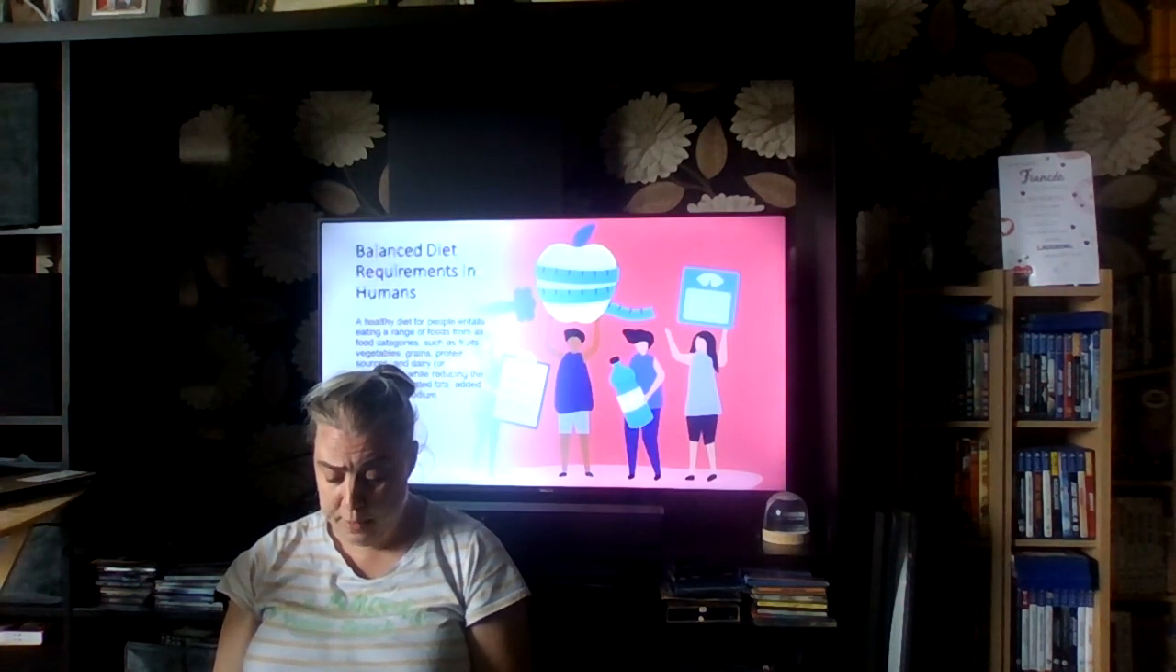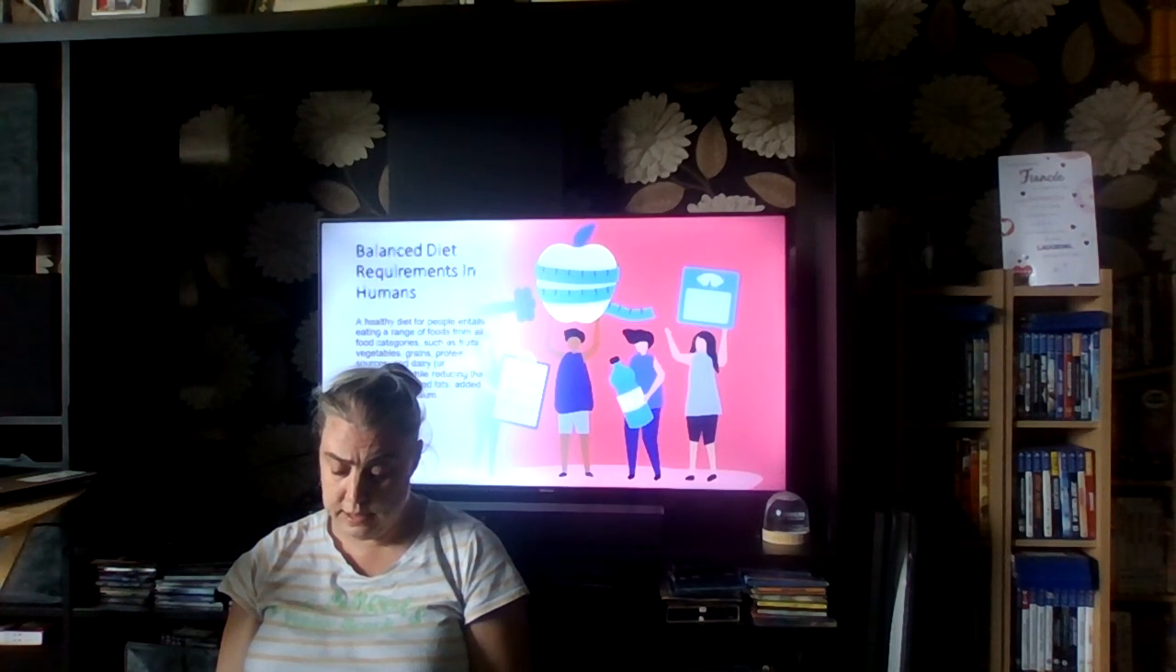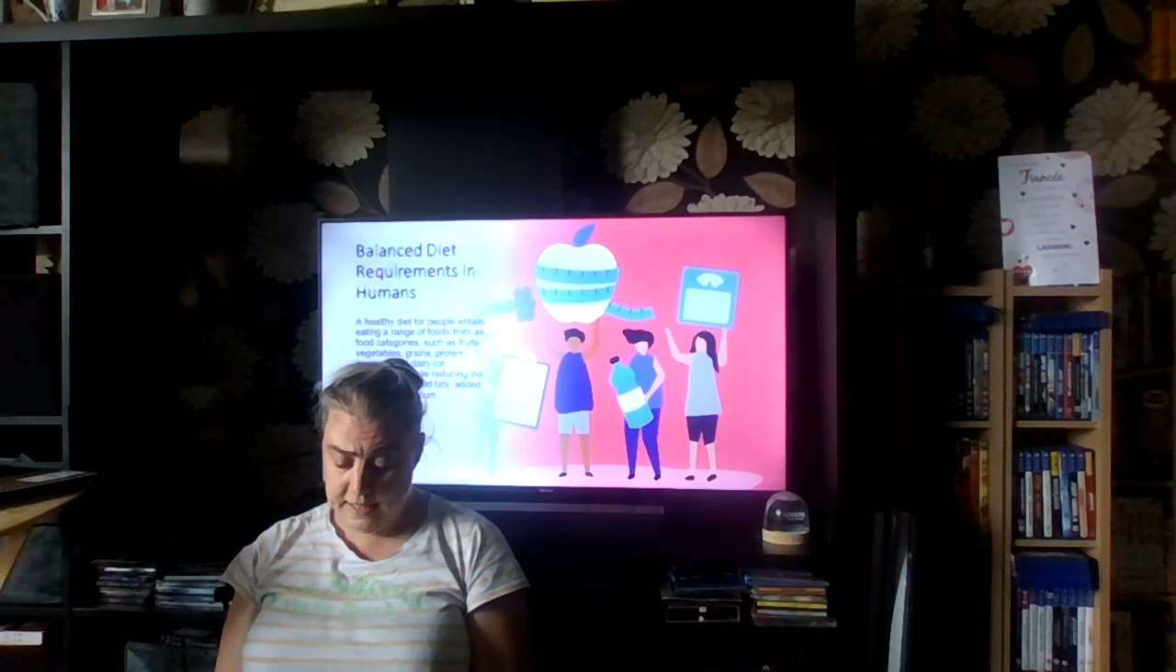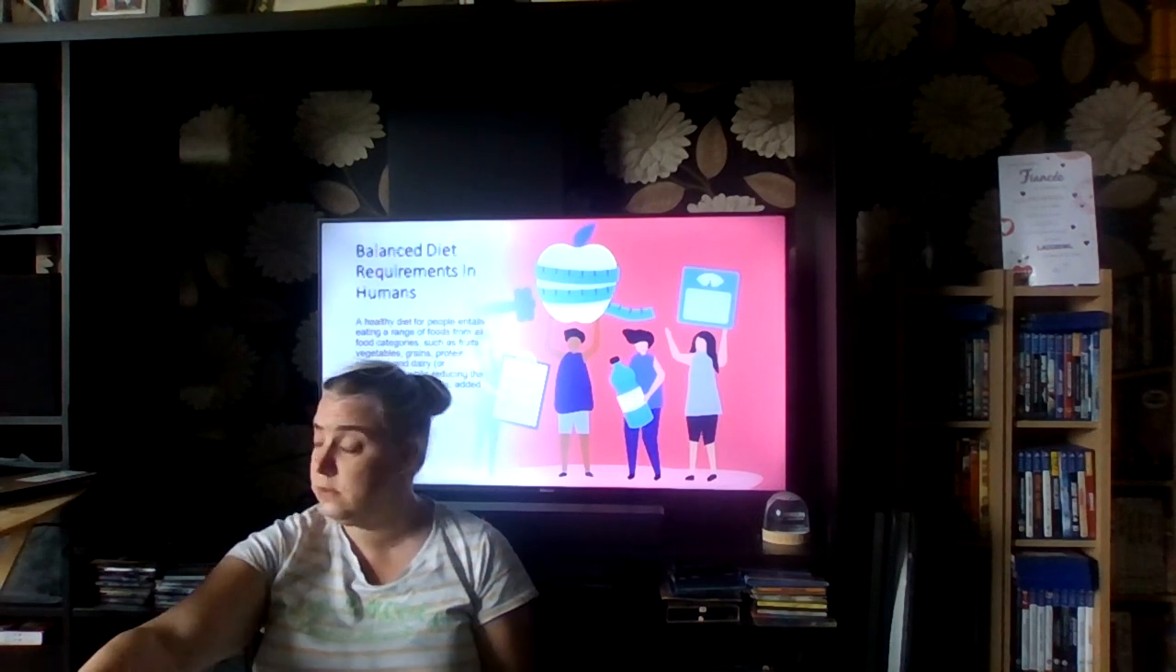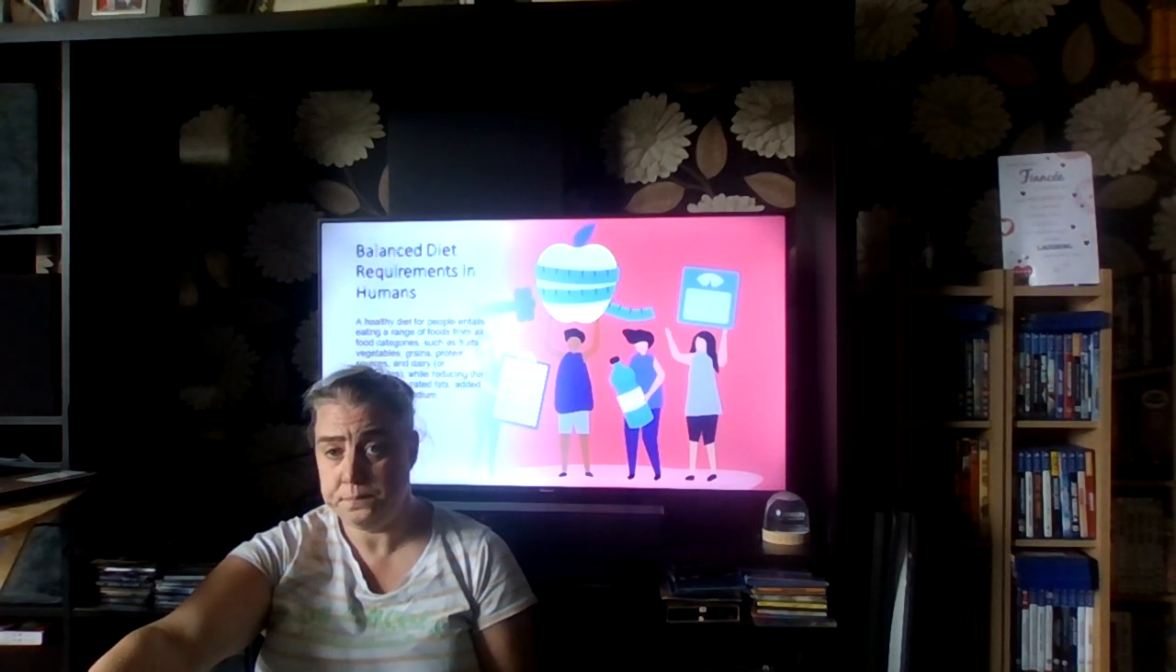A healthy diet for people entails eating a large range of foods from food categories such as fruit, veg, grains, protein sources and dairy or substitutes, while reducing the intake of saturated fats, added sugars and sodium.